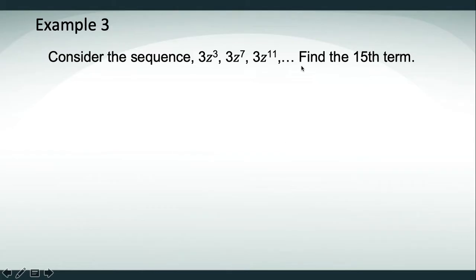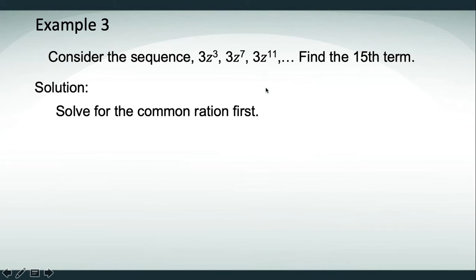For example number 3, let's find the 15th term of this sequence. Again, we start by solving the r. So 3z to the power of 7 divided by 3z to the power of 3. Let's rationalize first the denominator. It will become 3z to the power of 7 over 3z to the power of 3. Now 3z divided by 3z is equal to 1, and since we are dividing the terms, we are going to subtract 7 minus 3 for the exponent. So our r is equal to z to the power of 4.